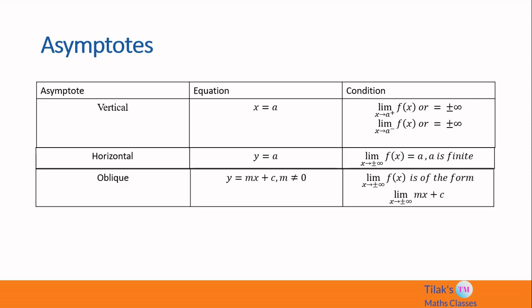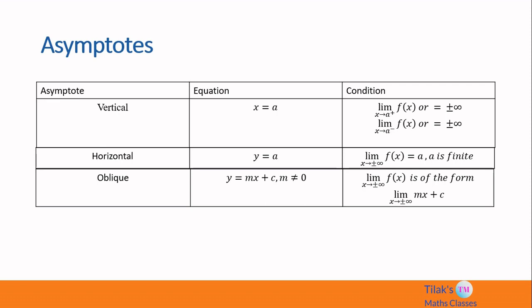Then the oblique asymptote: it is a straight line which is neither horizontal nor vertical. The equation of an oblique asymptote will be of the form y = mx + c, where m is not equal to 0. This is because if m equals 0, the oblique asymptote becomes a horizontal asymptote. The condition for the existence of an oblique asymptote is that when x tends to plus or minus infinity, f(x) must behave like a straight line with the equation y = mx + c.